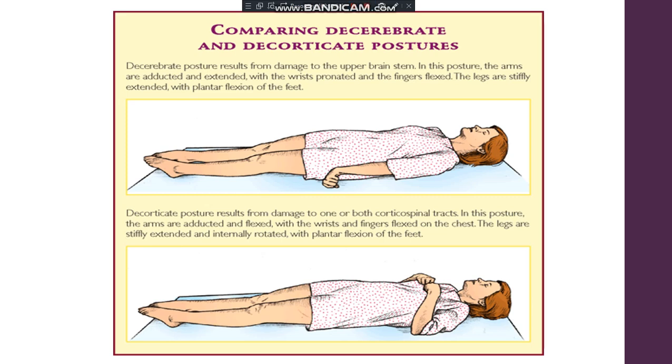Okay, let's continue with the decerebrate and decorticate posture. In decerebrate posture, we see damage to the upper brainstem, and the arms are adducted. Here also, the arms are adducted. In decerebrate, the arms are extended, but here in decorticate, they are flexed. In decerebrate, the wrists are pronated and the fingers are flexed. In decorticate, the wrist and fingers are flexed towards the chest. The arms will be held to the chest in decorticate.